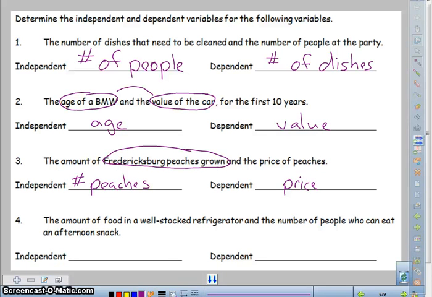So I would say that the amount of food is our independent variable, because we can control that. And over here, what's going to depend on that? The number of people who eat. All right? If you have any questions on that, bring them to class.